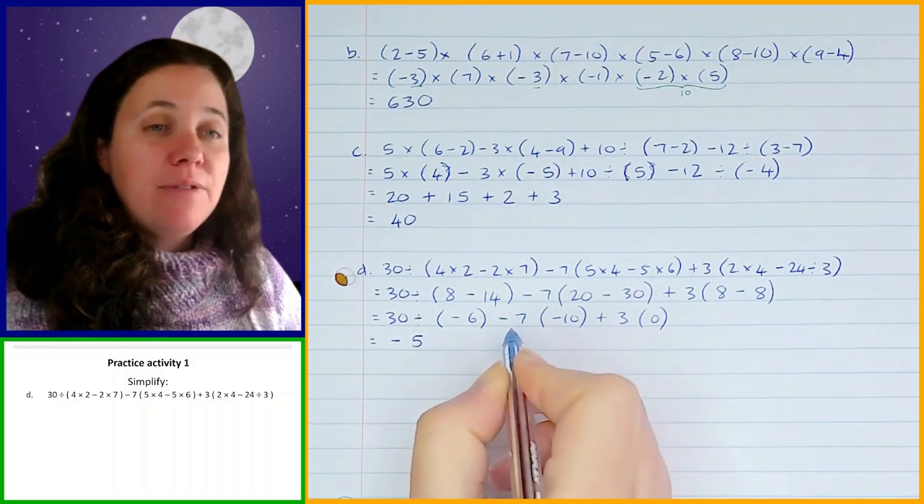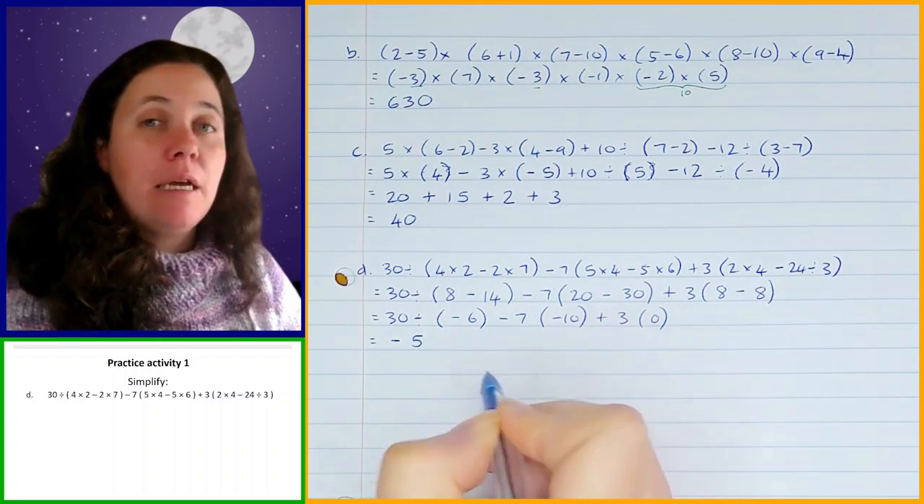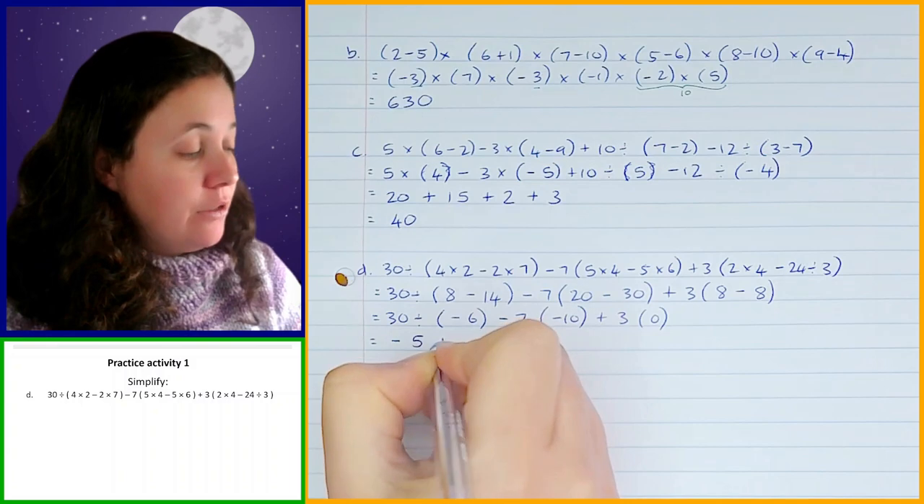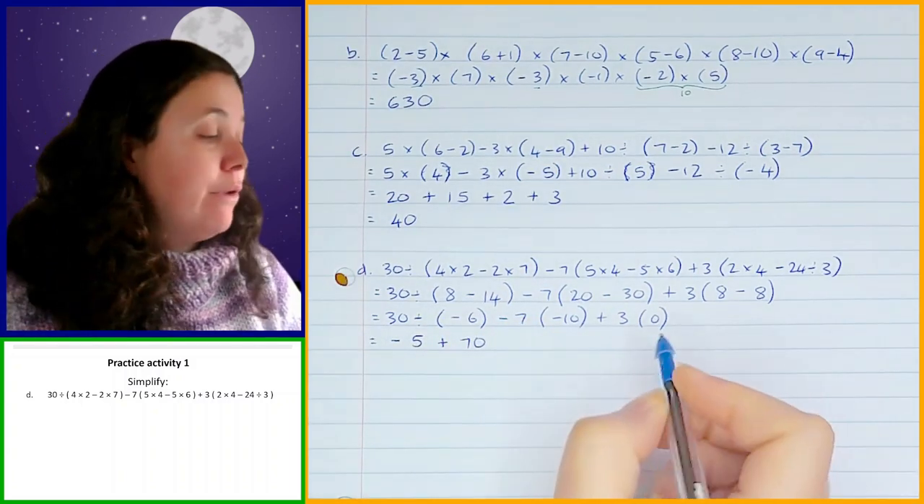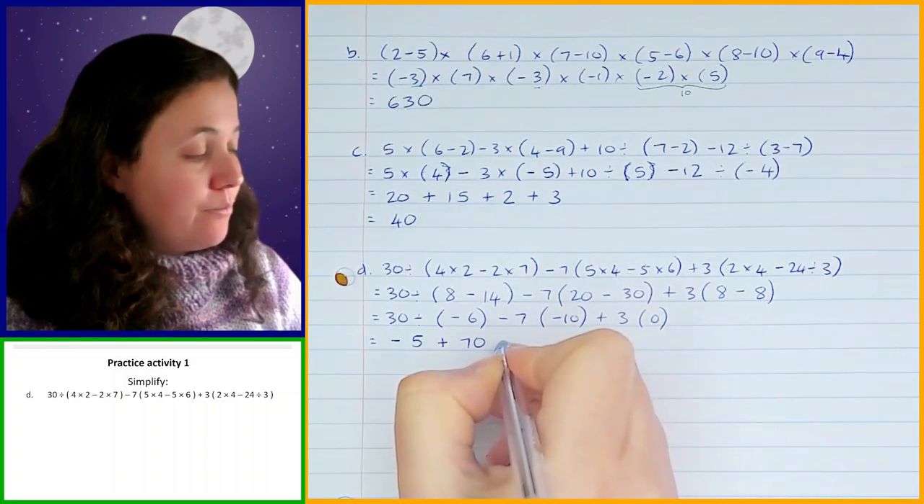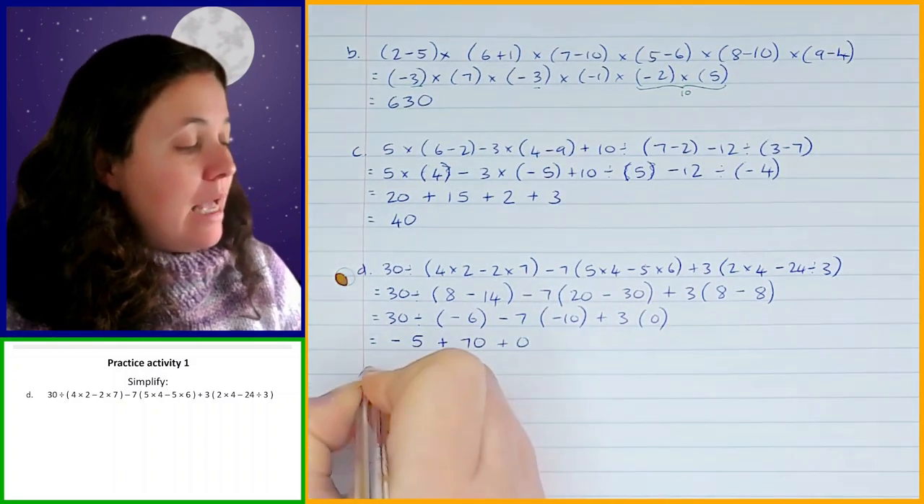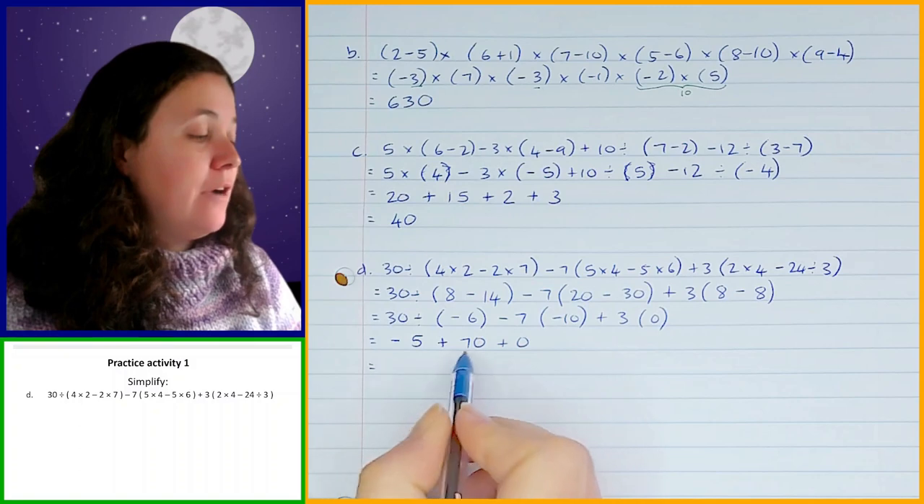Then I've got negative 7 multiplied by negative 10. A negative times a negative is a positive. 7 times 10 is 70. And then 3 times 0 is 0. Okay. And that gives us negative 5 plus 70.